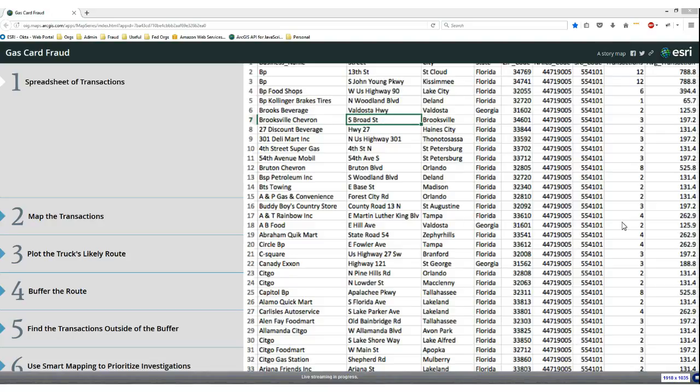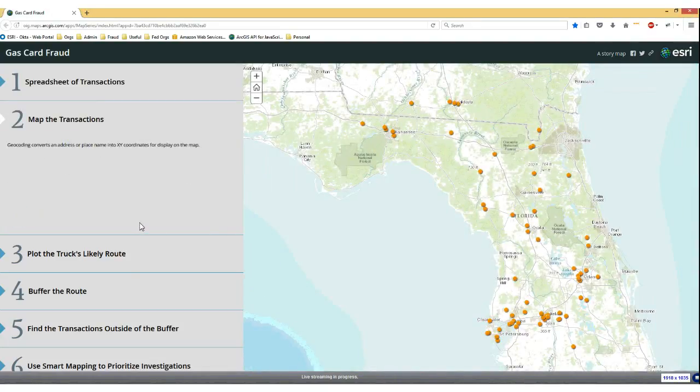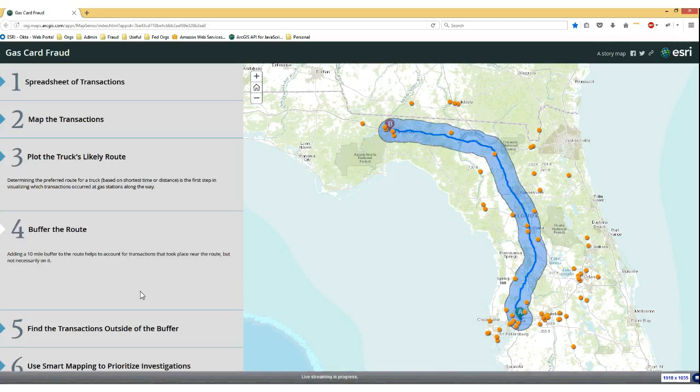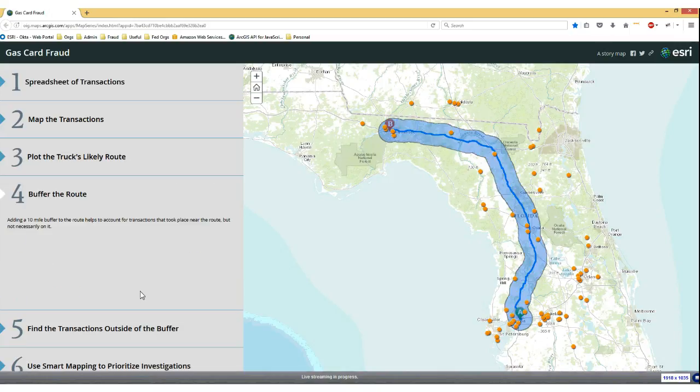So we get a spreadsheet of transactions that looks like this. What we want to do first, as geographers, is map these transactions to see the dispersion of these transactions. We're also going to do some simple analysis to plot the truck's likely route. These transactions were all coming from a trucking route going from Tampa Bay to Tallahassee. So we can see the optimal route here, and we can buffer that by 10 miles to account for people pulling off of the highway and gassing up.